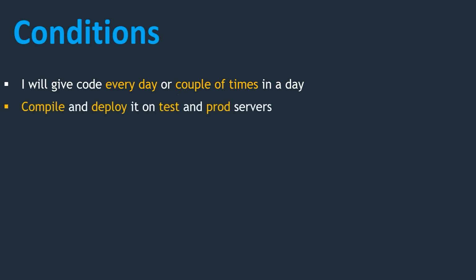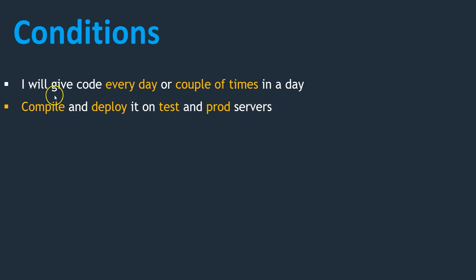The next condition is compile and deploy it on test and prod servers. Before copying this code onto the server, we need to compile it. So we need to deploy it on test servers. It is not only one server. There are different environments, test environment and prod environment. So he is asking us to do a compilation and also deploy it on a test environment first to test it, then onto production servers.